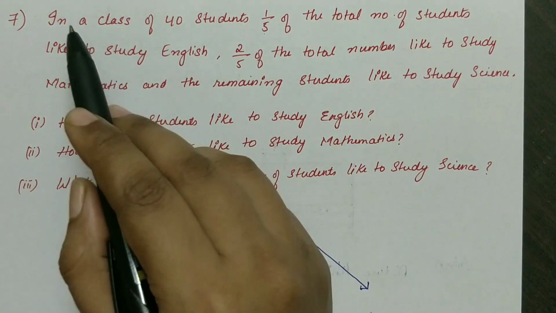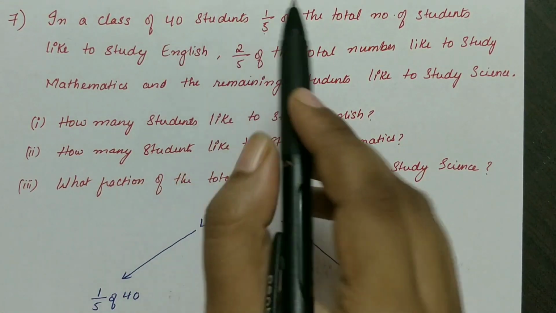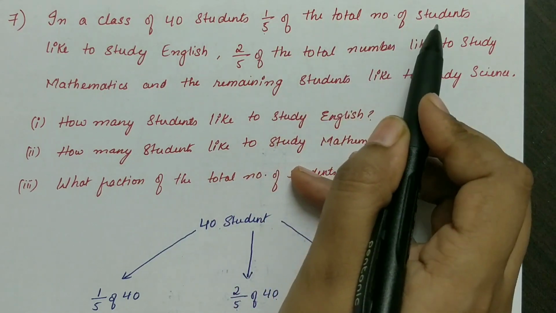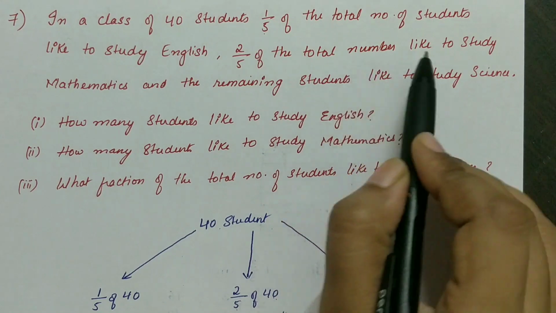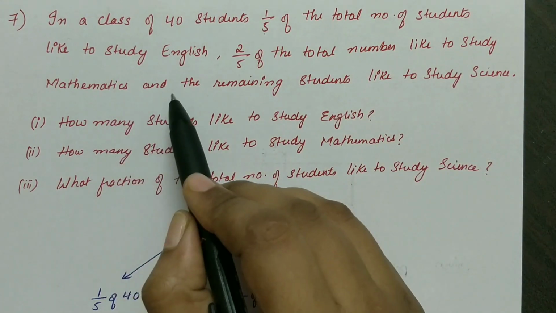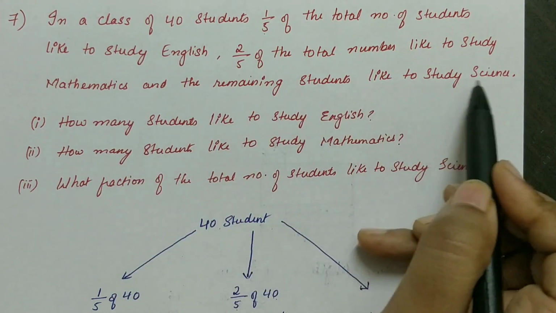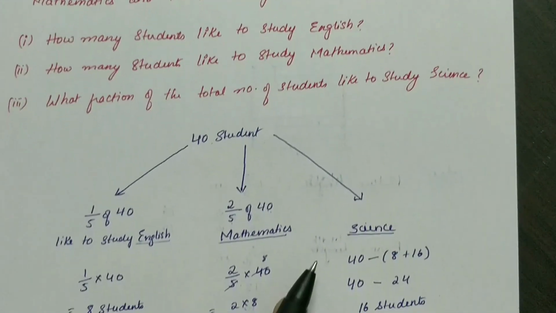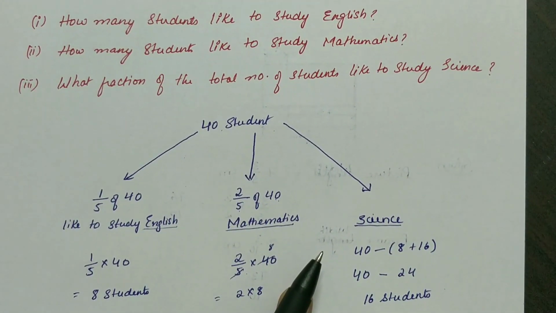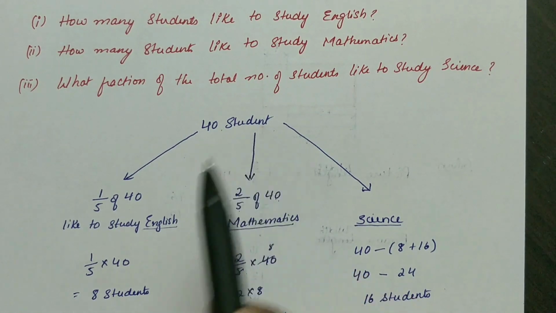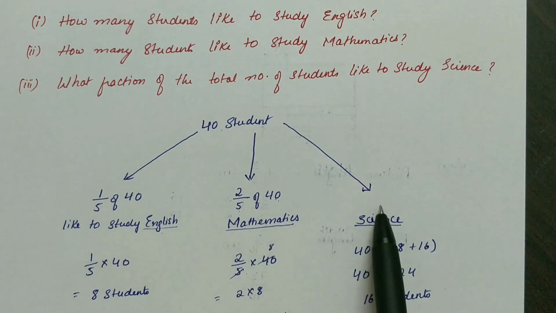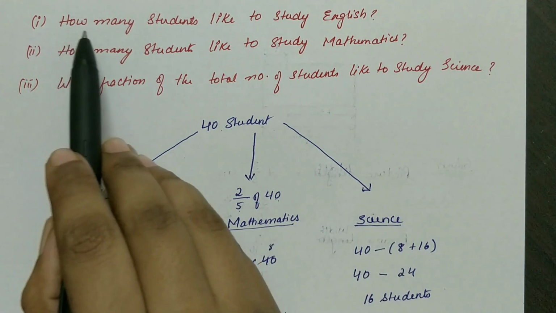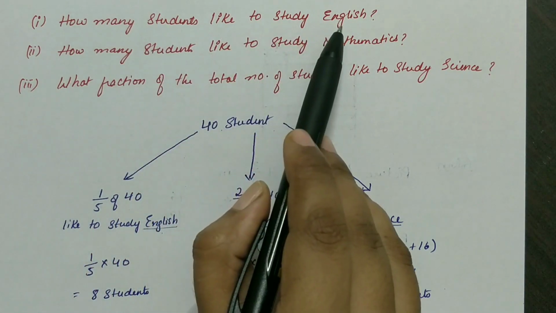Seventh question. In a class of 40 students, 1/5 of the total number of students like to study English, 2/5 of the total number like to study mathematics, and the remaining students like to study science. In a class of 40 students, 1/5 of 40 like English, 2/5 of 40 like maths, and remaining students like science. First question, how many students like to study English?